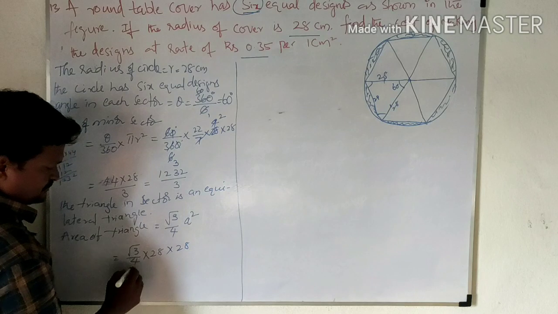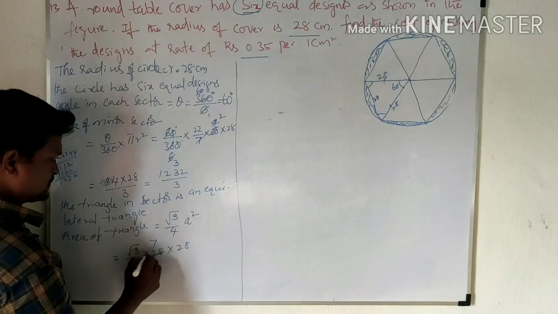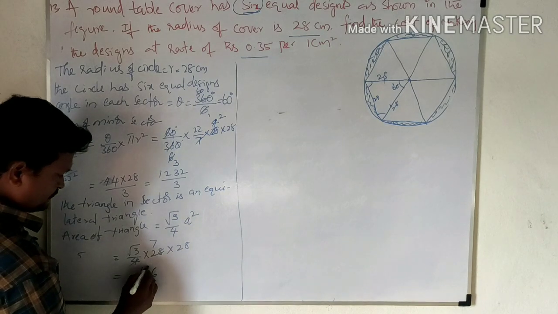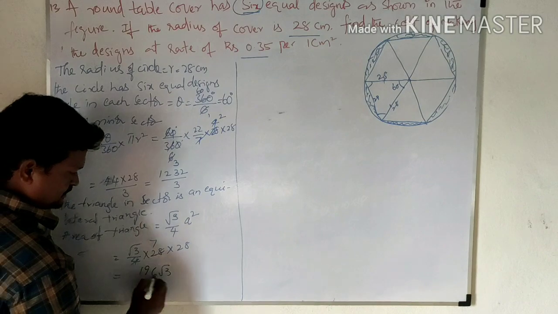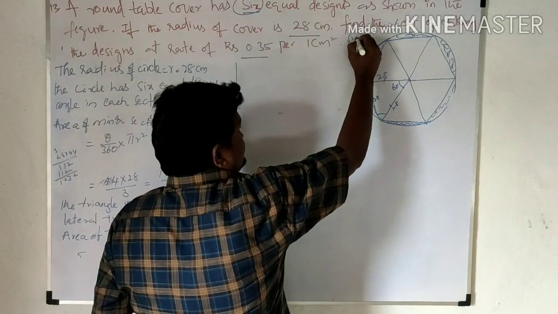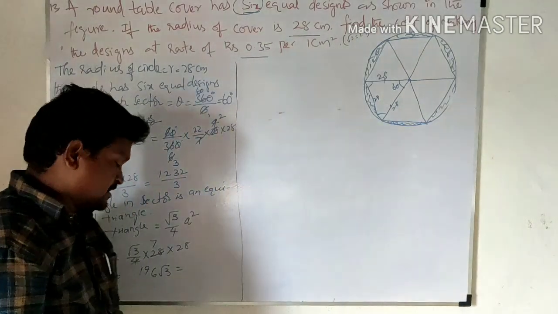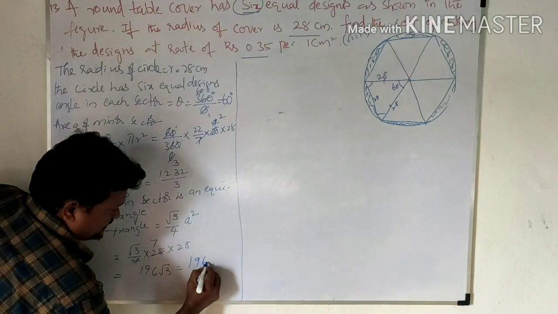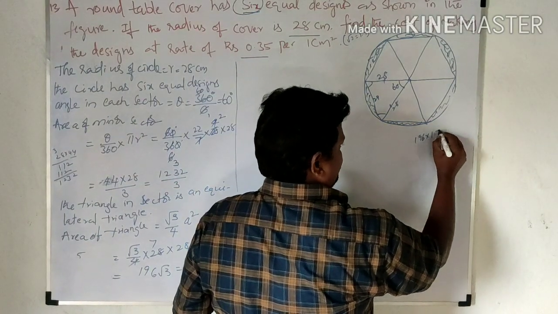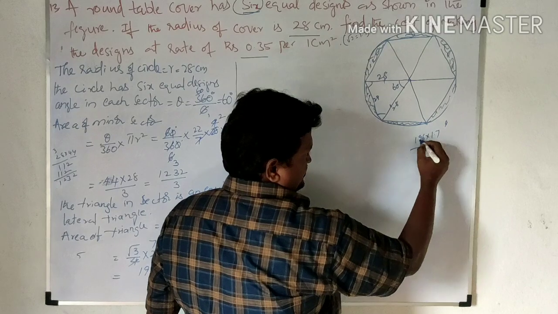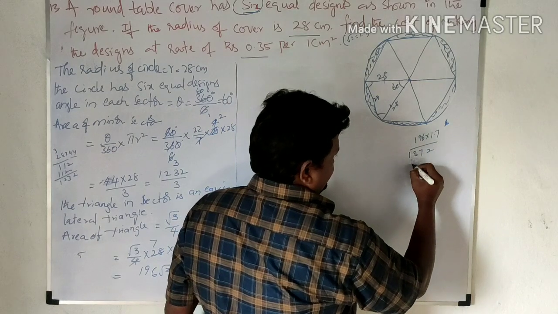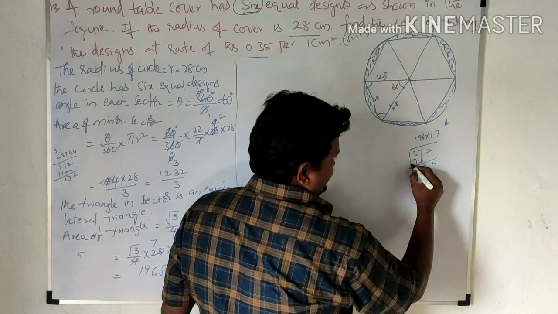So it is root 3 by 4 into 28 into 28, which is 196 root 3. Here in the question itself it is given to use root 3 equal to 1.7. So we can use 196 into 1.7. Just multiply 196 into 1.7.